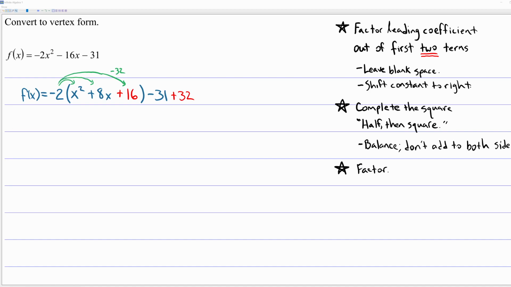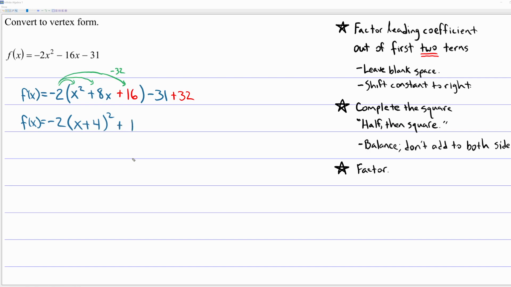So, next step is to factor. f(x) equals -2. This trinomial in parenthesis will factor into a perfect square, (x plus 4) quantity squared. And then the two numbers outside, you just combine. -31 plus 32 plus 1.